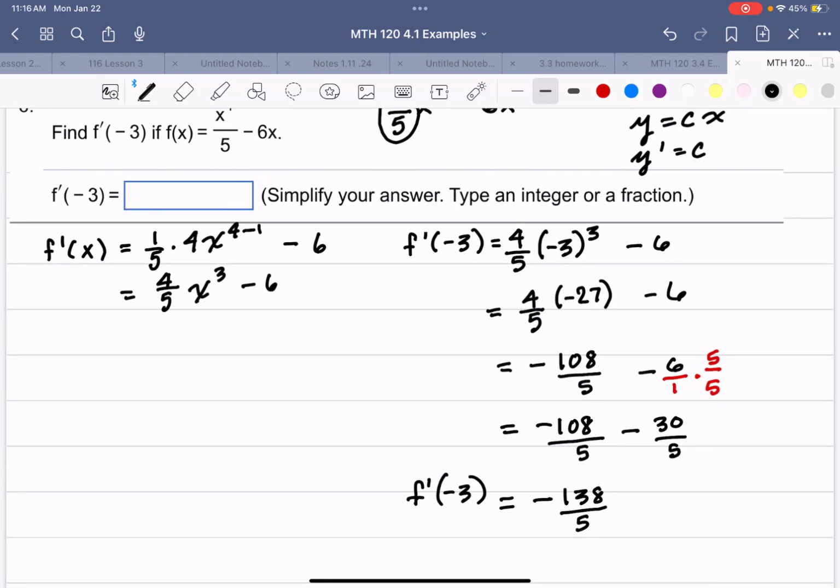Now think about that. That is the slope of the tangent, or the instantaneous rate of change for this function at the specific value x equals negative 3.